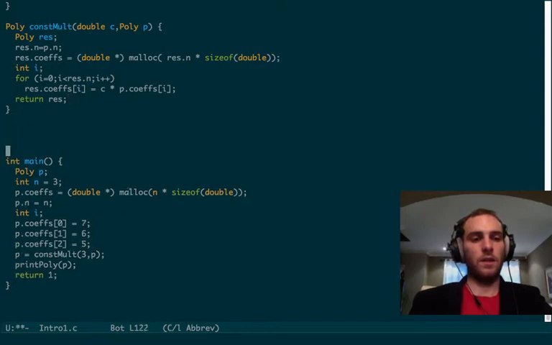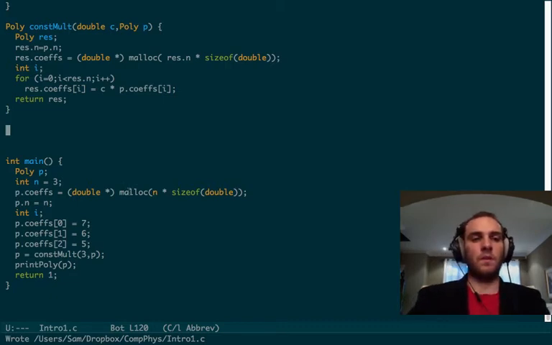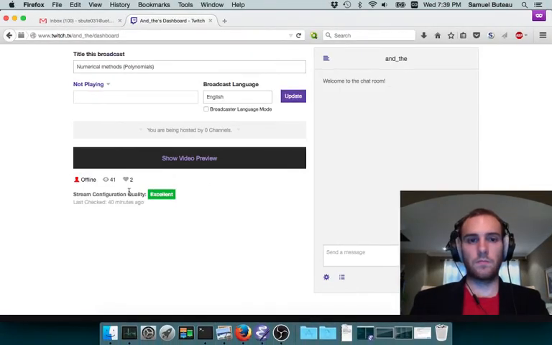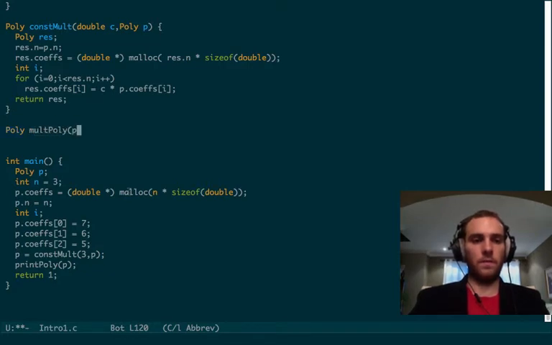Do we multiply two polynomials, right? That's a bit trickier. Poly P1, poly P2.